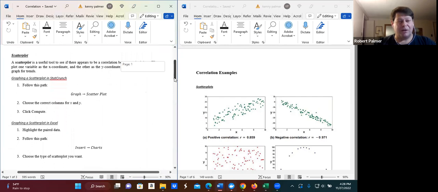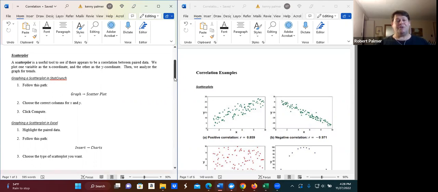Let's talk about a scatter plot. This is something you've probably seen before. It's a useful tool to see if there appears to be some kind of correlation or some kind of relationship between paired data, something we think of as being an X and a Y. It doesn't necessarily have to be a cause and effect between the two, but we see if there's something going on between them. Basically, we plot one variable as the X coordinate and the other as the Y coordinate. We then analyze the graph for trends.